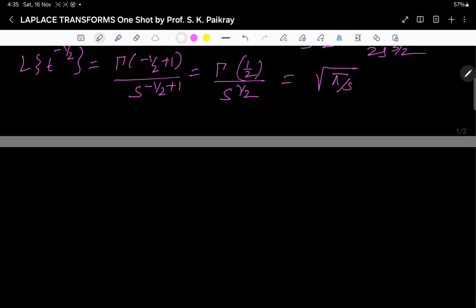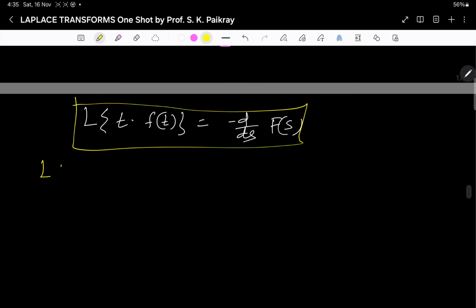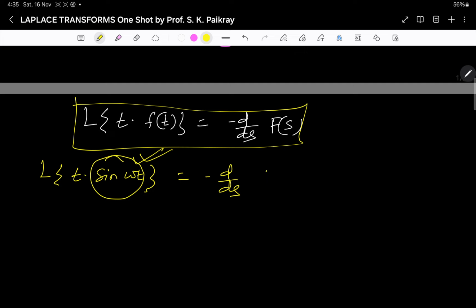Now coming to one more formula, L of t f(t) is equal to minus d by ds of F(s). Based on this formula, we have certain important formulas to be remembered. If I ask you the Laplace transformation of t sin omega t, then actually what we are doing is minus d by ds of the transform of sin omega t, which is omega by s square plus omega square, and we differentiate it with a negative sign. So this will be 2 omega s by s square plus omega square whole square.